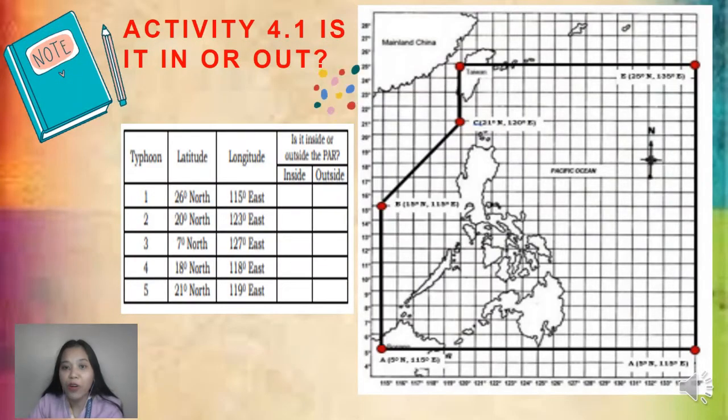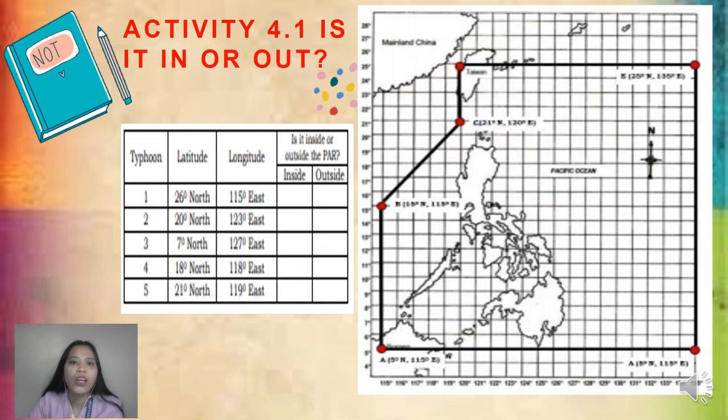Are you ready for another exciting activity? Open your module on page 16 and follow the direction given by tracking the path of typhoon by plotting the given coordinates on the given grid map. Determine whether the typhoon is within or outside the Philippine Area of Responsibility. What have you learned in this activity?